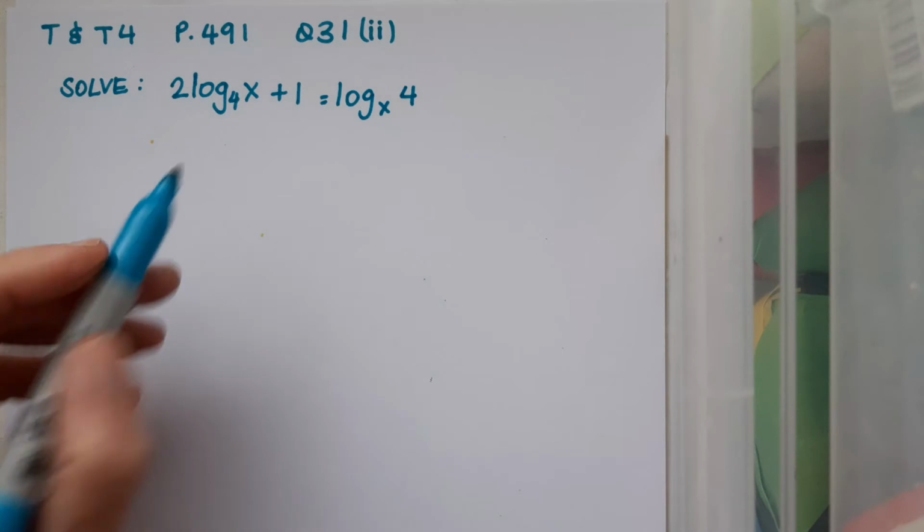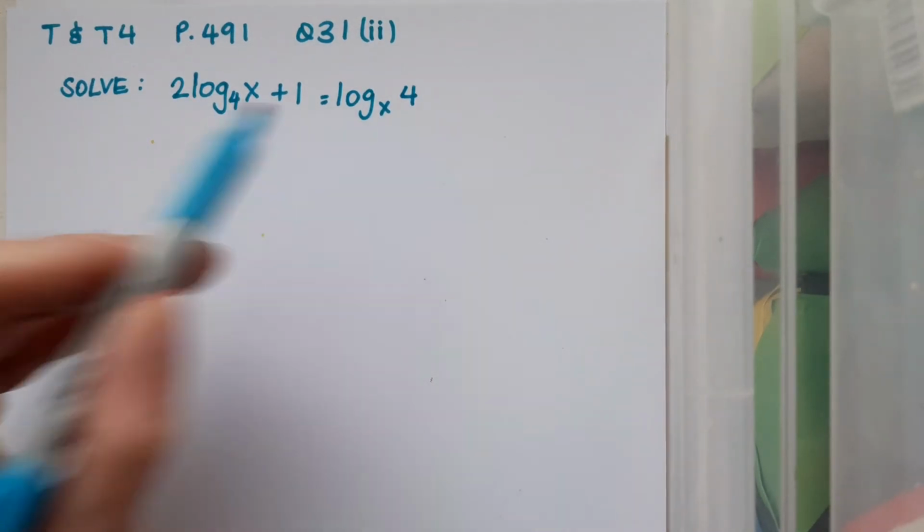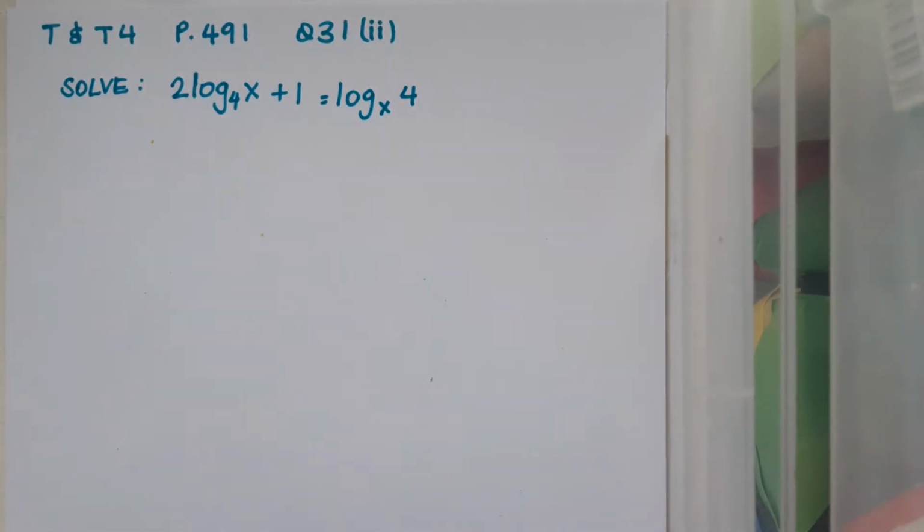This video goes through the solution for question 31 part 2 on page 491 in Text and Tests 4. So the first thing that I notice about this equation is that I've got different bases in these two terms here. So I'd really rather have the same base throughout, so I want to start by adjusting that.